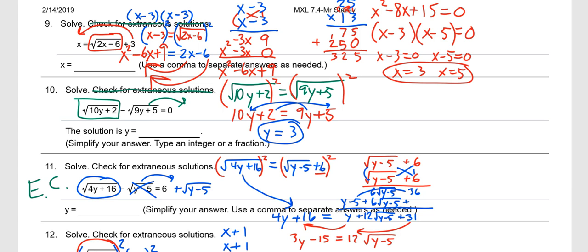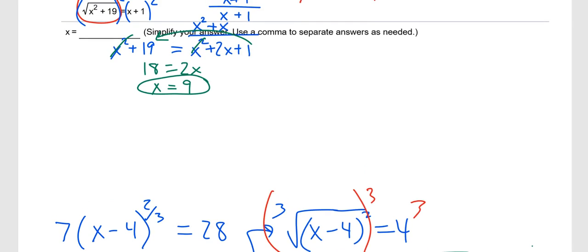Okay, so here's one last question for you to work on while I'm coming around checking. So we have radical 5x plus 1 equals x plus 1. Okay, tell me what your first step is before I start walking around the room. Square both sides because the radical's by itself. Okay, square both sides.